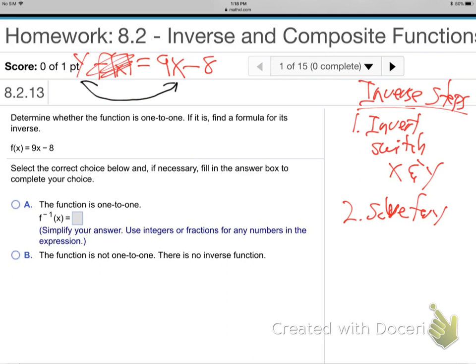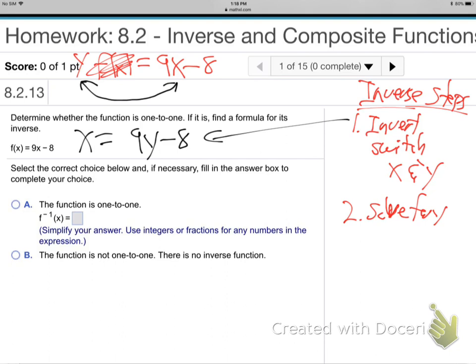Switch them. So everything else stays put. I'm not moving the 9, not moving the 8, not moving anything, but x becomes y magically, y becomes x magically. So this is x here, y there. So that's step 1. I just switched inputs with outputs. X with y.